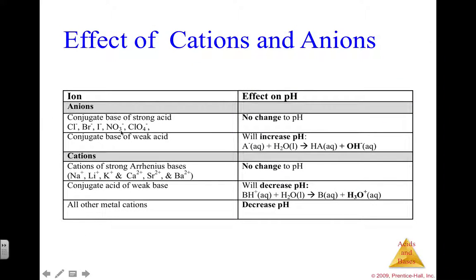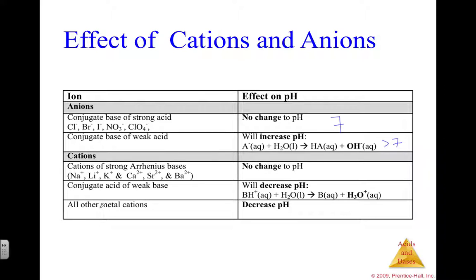So anions, you've got 2 choices. Conjugate base of a strong acid, remember no change to pH, that means my pH will be 7. Conjugate base of a weak acid, if the anion, it will increase the pH. Why? Because the anion, that's the conjugate base of a weak acid, is a weak base. So our pH is going to be greater than 7, which is basic.